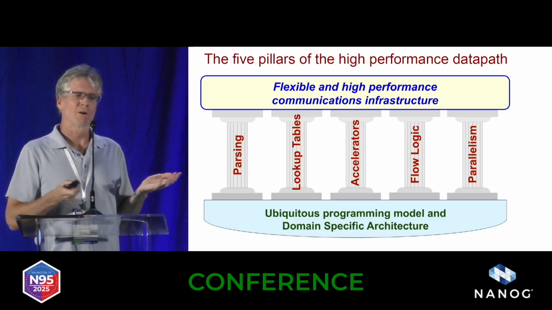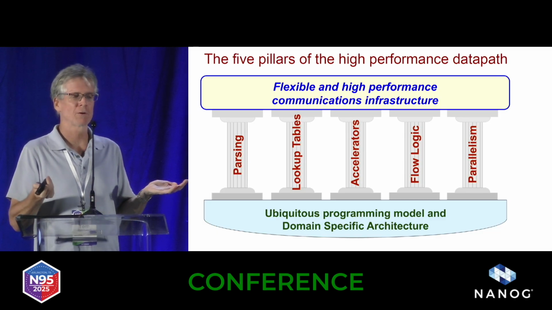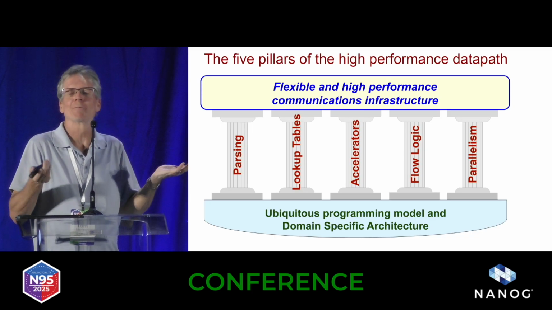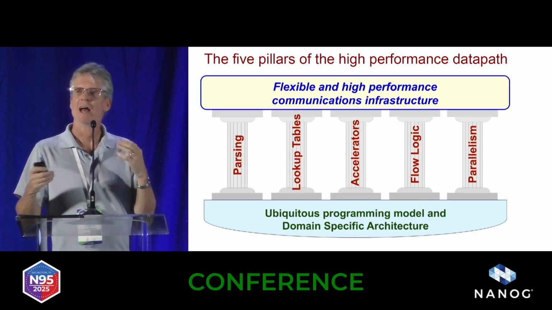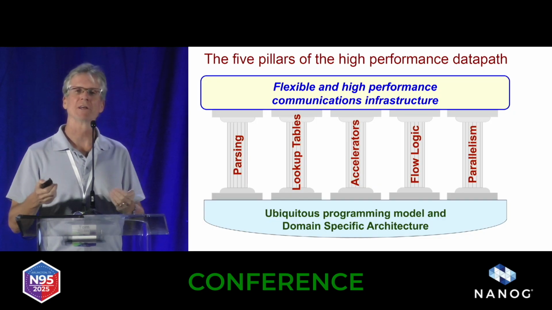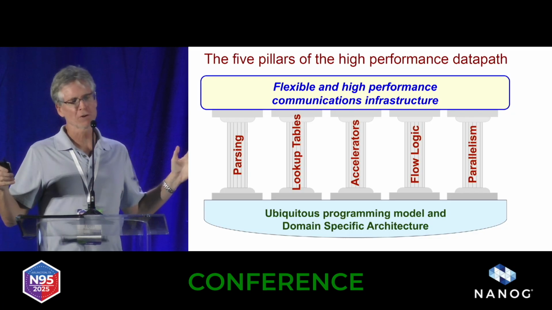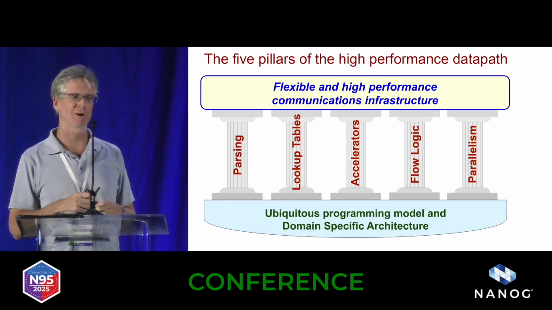The other ones are similar, lookup tables. We're always going to need lookup tables. Accelerators are what they are. I mean, they're hardware accelerators to make certain operations go faster. And then there's all that flow logic, and the flow logic really has to do with how we are going to implement these protocols and the protocol logic. So these pillars are going to support flexible and high performance communications infrastructure.